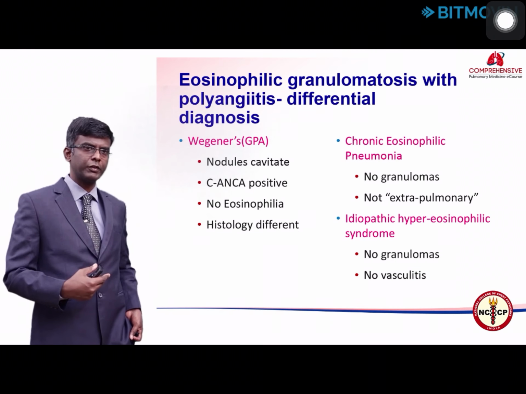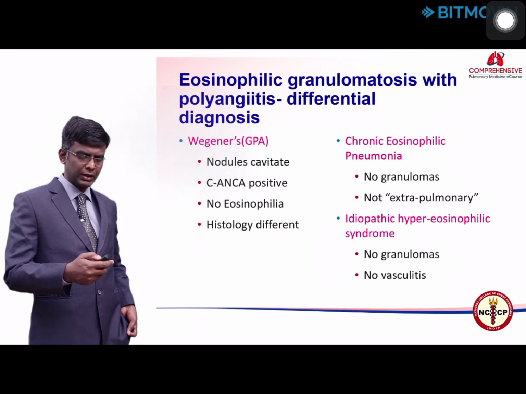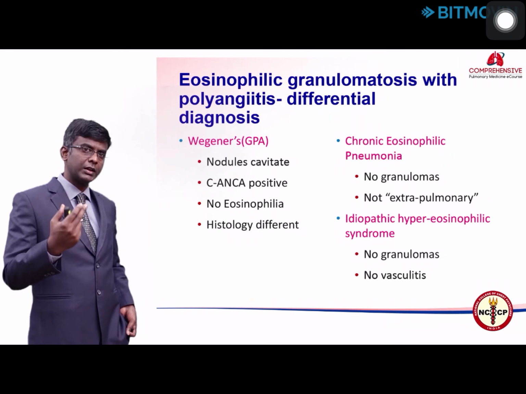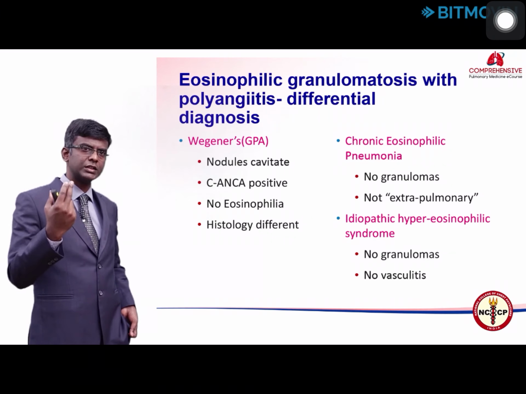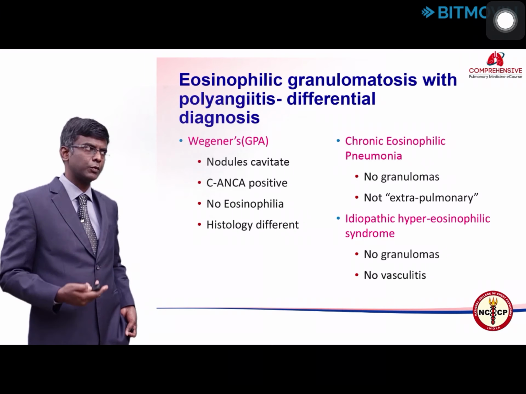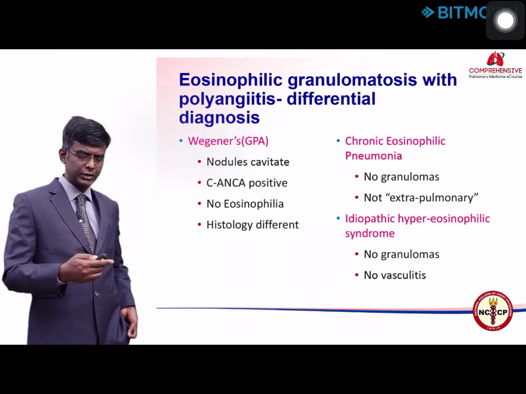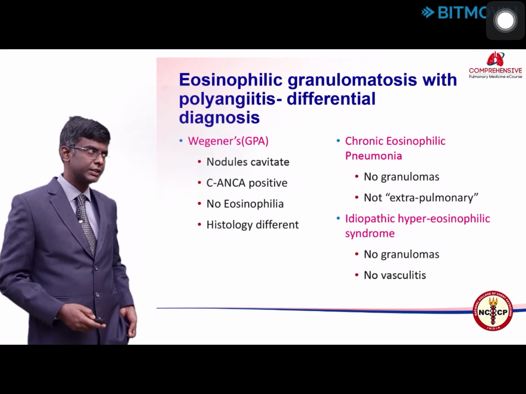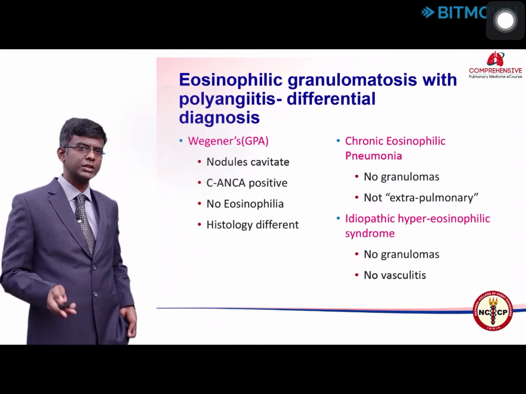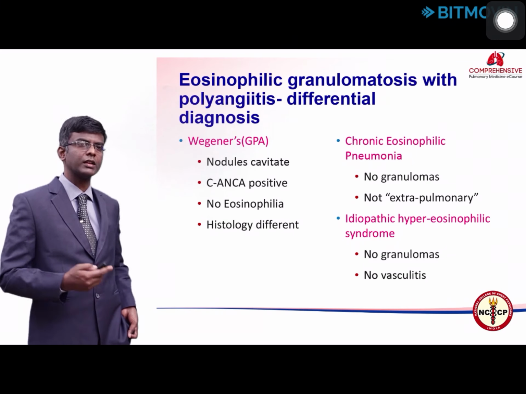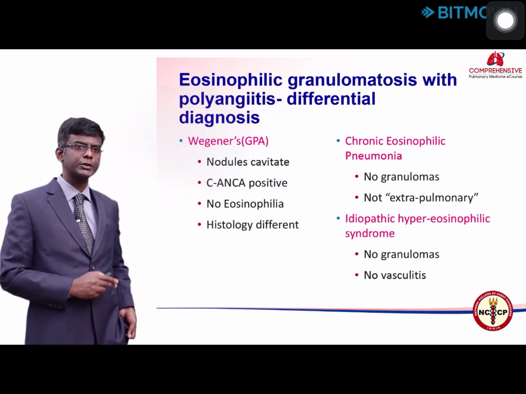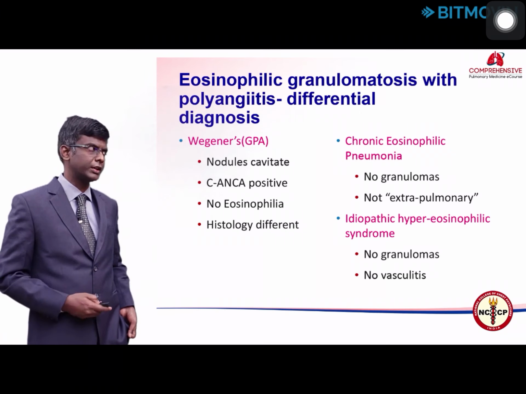We need to consider a differential diagnosis for such patients. Wegener's granulomatosis is a vasculitis, but the radiological manifestation is cavitating nodules in the lung. And more commonly, C-ANCA is positive. There is no eosinophilia in Wegener's granulomatosis, and the histology is different. In chronic eosinophilic pneumonia, there is no extrapulmonary manifestation like what occurs in EGPA, and there are no granulomas. In hypereosinophilic syndrome, there are no granulomas on biopsy, and there is no vasculitis.